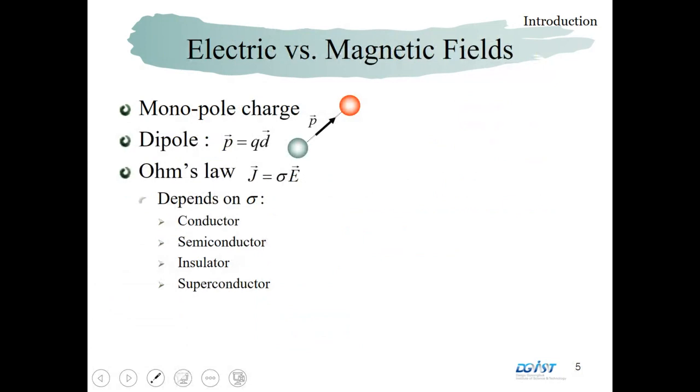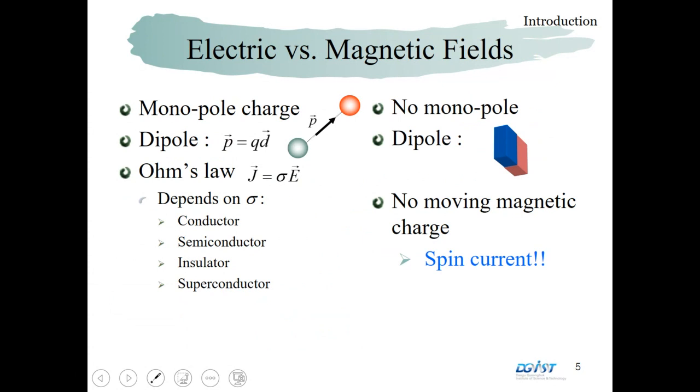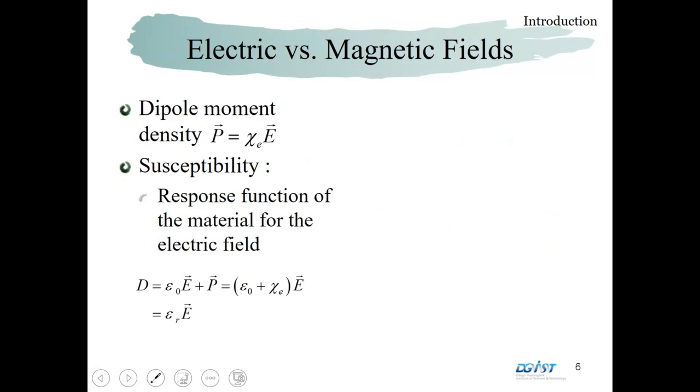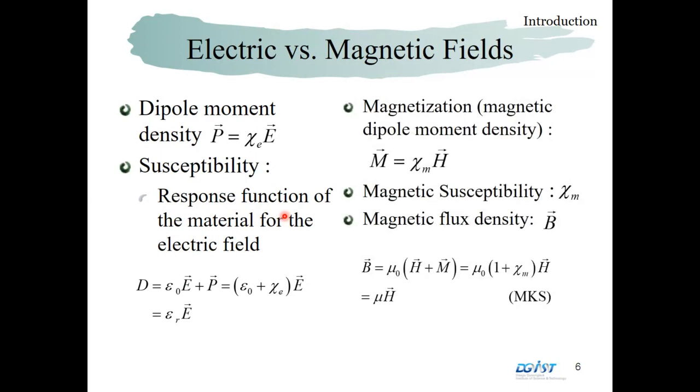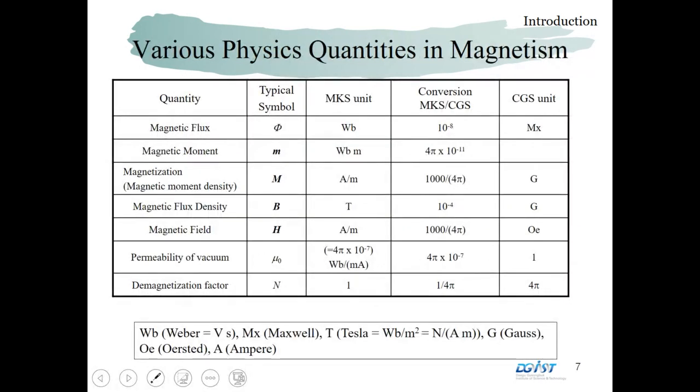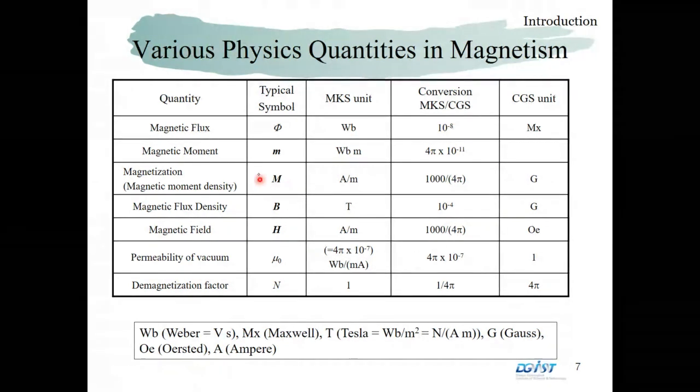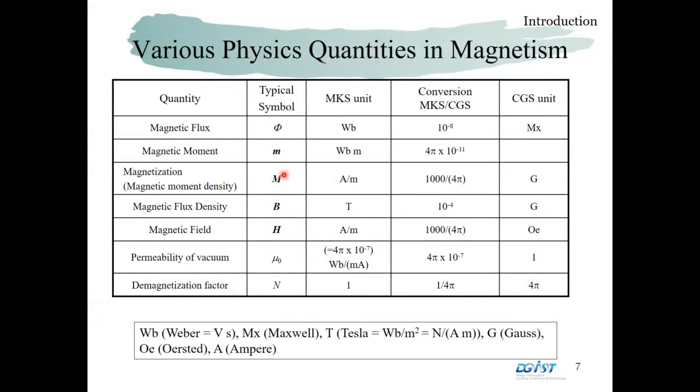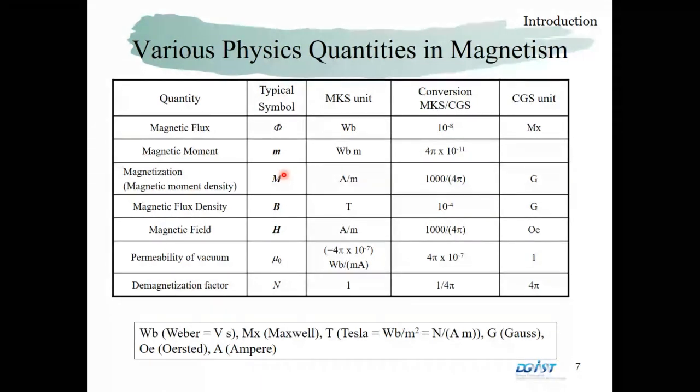And we learned about the magnetic dipole moment, which is quite similar to the electric dipole moment. We also learned about the susceptibility, which is the response function of materials to the electric field or the magnetic field. And we learned about the magnetic flux density, and various physical quantities in magnetism, like magnetization, magnetic flux density, and magnetic field, and also the magnetic moment and various units.